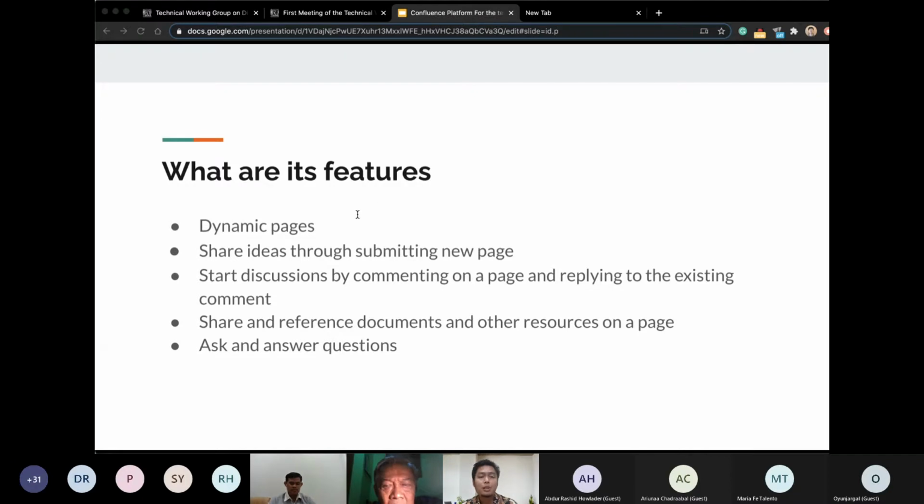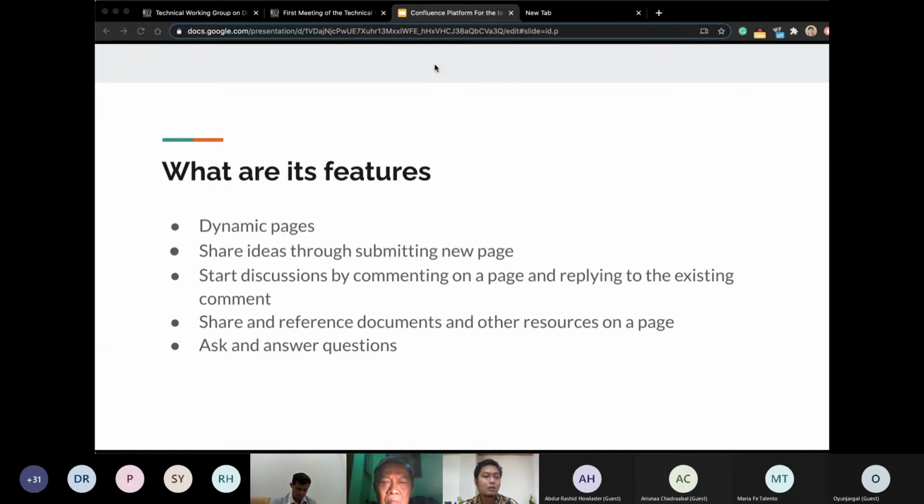And the other feature that I want to highlight is resource sharing. In here, anyone can share any documentation or resources that they want to store or share with the other team members. This can be done by uploading it to any page that they have submitted, so that it can be referred to by any user that has access to the page.